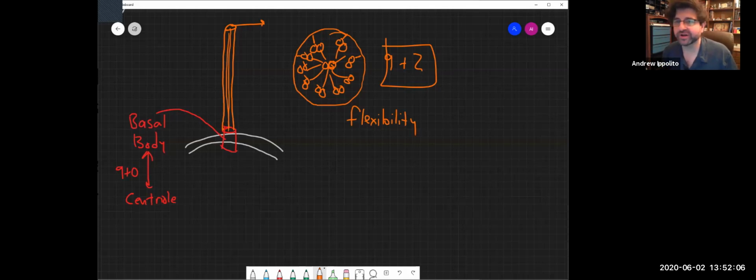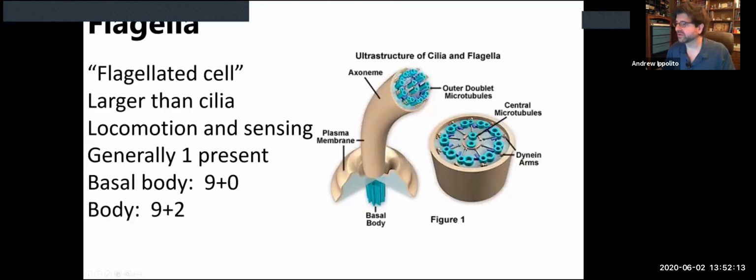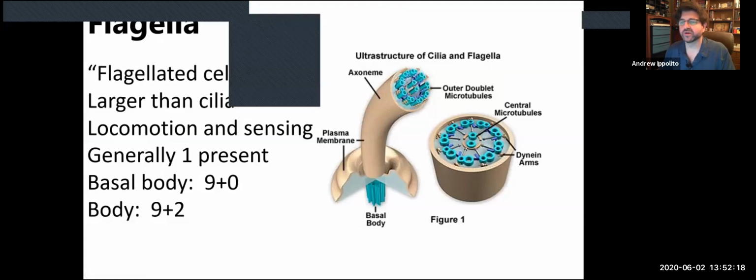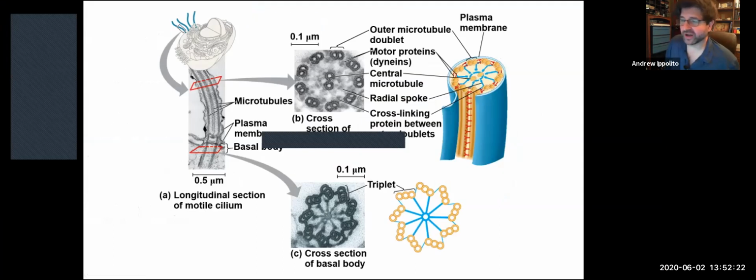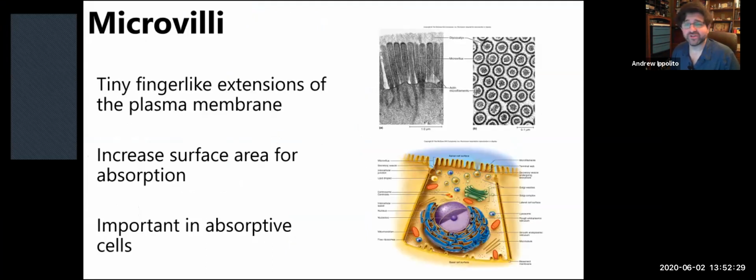All right, back to the PowerPoint here. You can see there's a whole bunch of motors in there. And you can see the 9 plus 2 versus the 9 plus 0. And then the microvilli, these just punch through the membrane and increase the absorption for nutrients in your gut or wherever they're found.